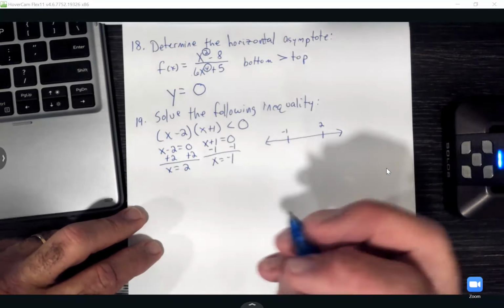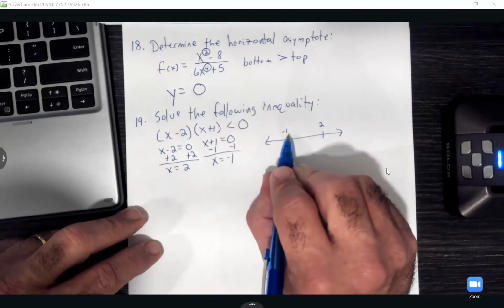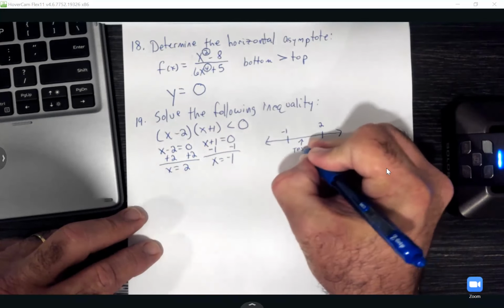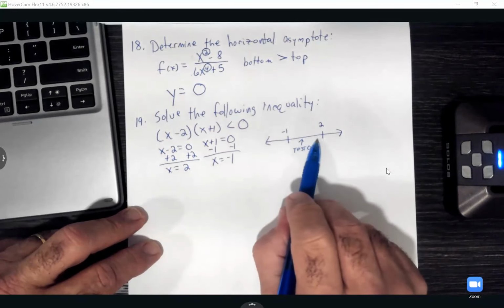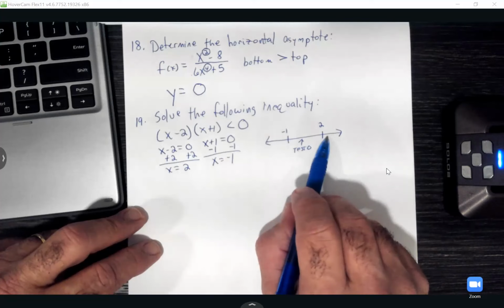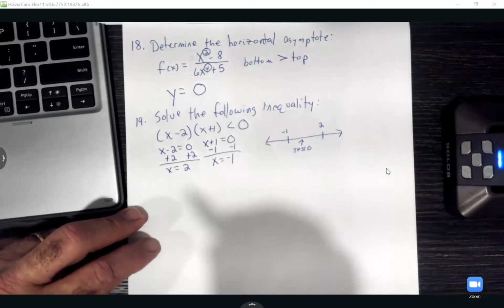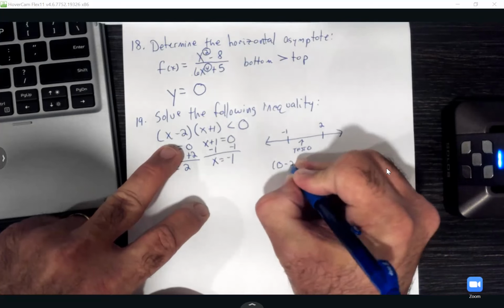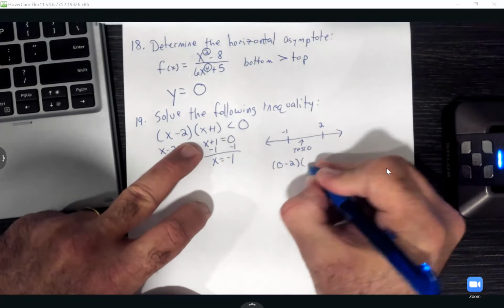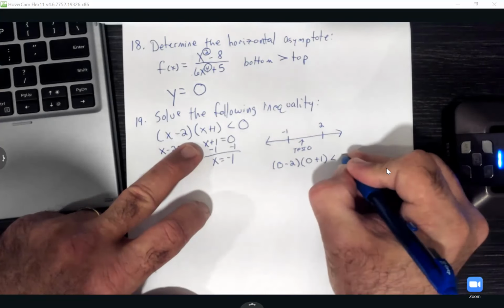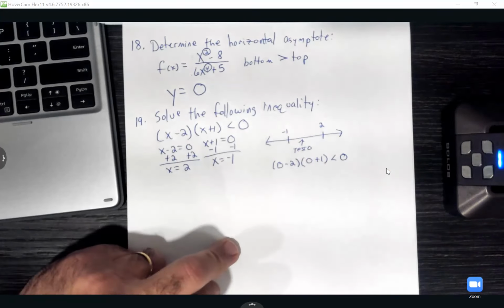And y'all, I'll tell you what, I always test 0. And 0 is in between -1 and 2 somewhere. If it's true, I'll shade it, and that'll be my interval. If it's false, I'm going to shade the outside edges, and those will make up my interval. So for me to test 0, I'm going to put a 0 in for these x's. So 0 minus 2, 0 plus 1 has to be less than 0.